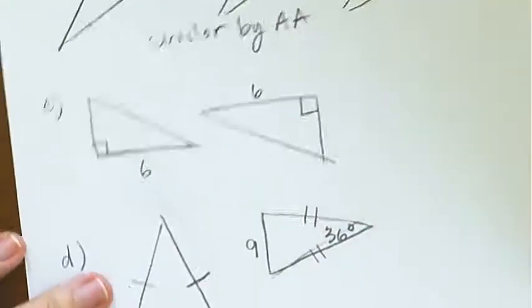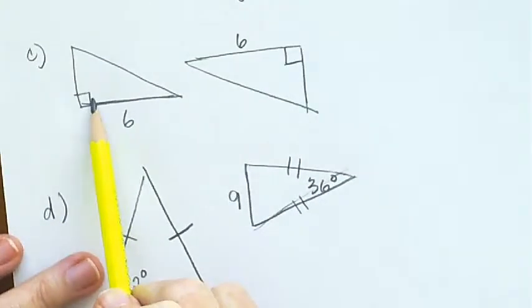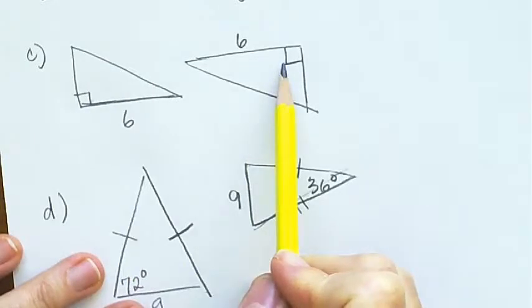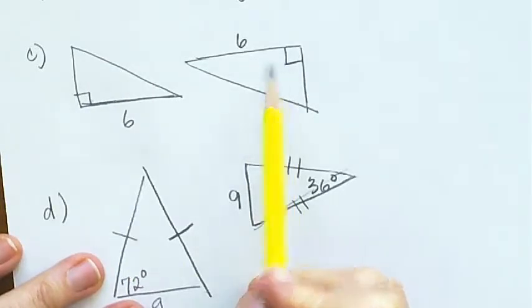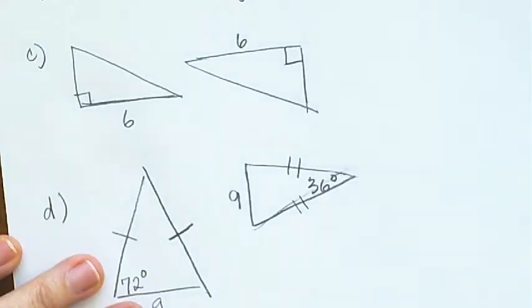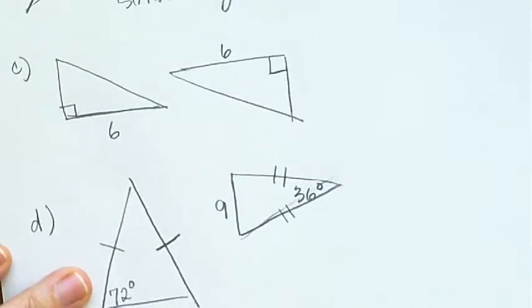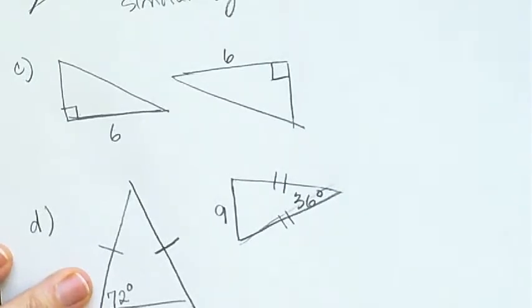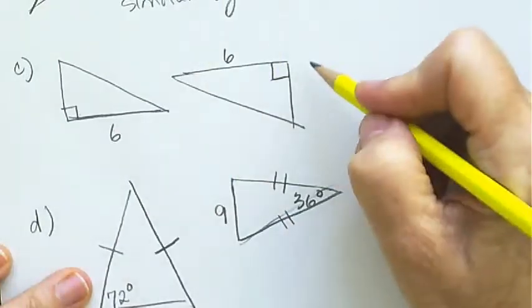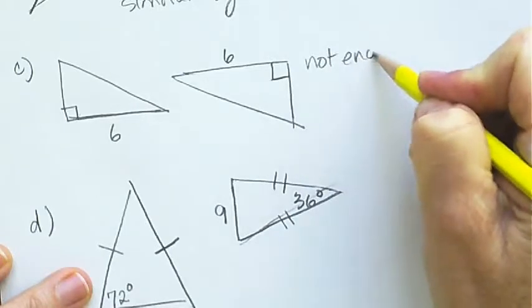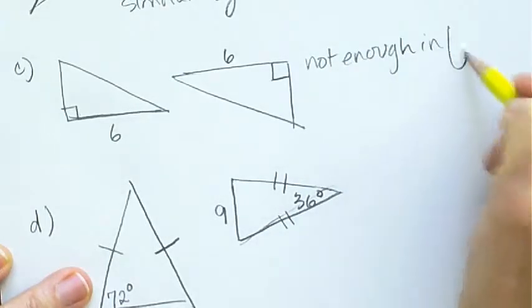Okay, part C, we have an angle of 90 and an angle of 90. We have a side that's 6 and a side that's 6. In none of our conditions, whether it was congruence or similarity, was having a side and an angle enough to determine that they were either congruent or similar. So not enough info.